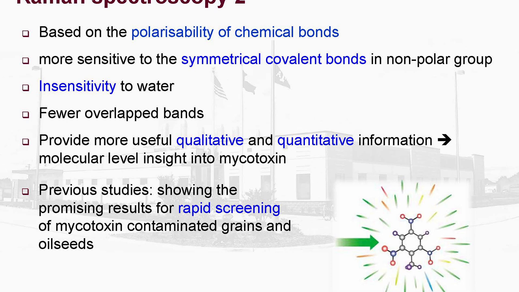in grains. The principle of Raman spectroscopy is to irradiate the substance and detect the scattered light. The difference in frequencies between the incident and scattered radiation results in a characteristic Raman spectrum. Raman spectroscopy is based on the polarizability of chemical bonds, and this method is insensitive to water and has few overlapping bands. So this technique can provide more useful qualitative and quantitative information, providing molecular level insight into mycotoxins, including aflatoxins.